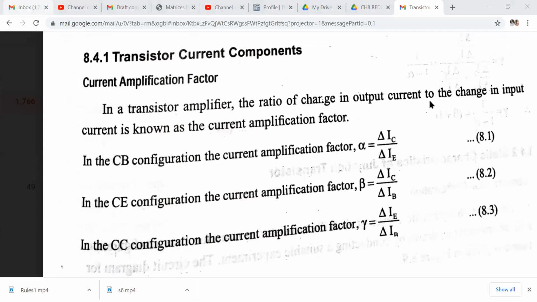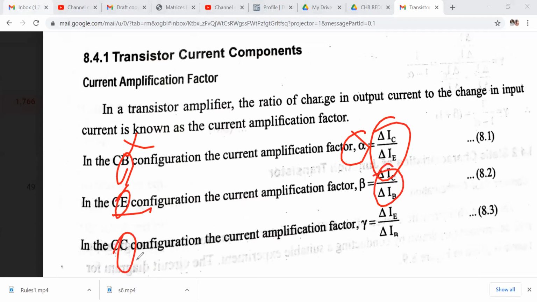If it is a common base configuration, what is my current amplification factor? Alpha is equal to IC by IE. Do not write the base. If it is common emitter, do not write emitter, it is IC by IB. If it is collector, do not write collector, it is IE by IB. So like this, we have to remember things.